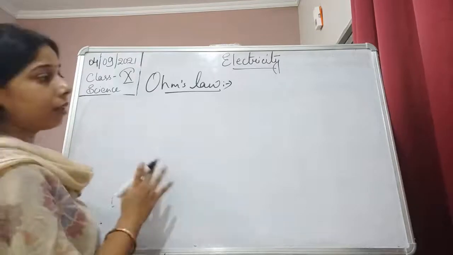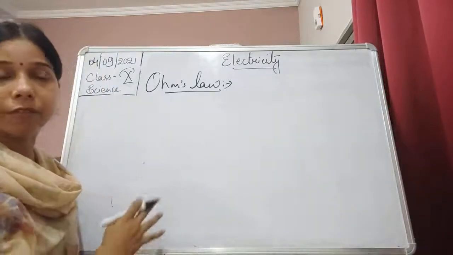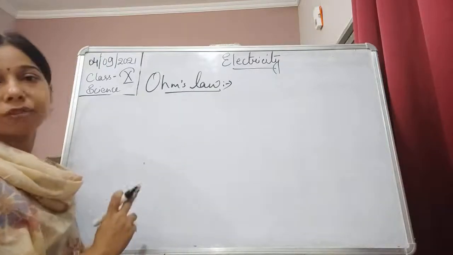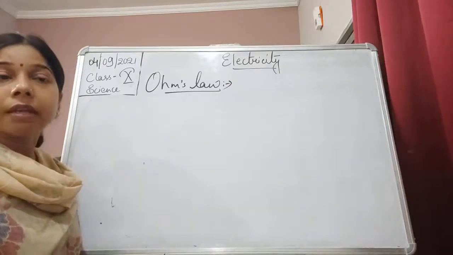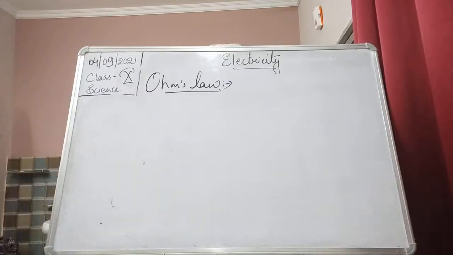The condition is that when an electric current is flowing through it with the same temperature along the circuit, the potential difference is directly proportional to the electric current. So this we call Ohm's law.